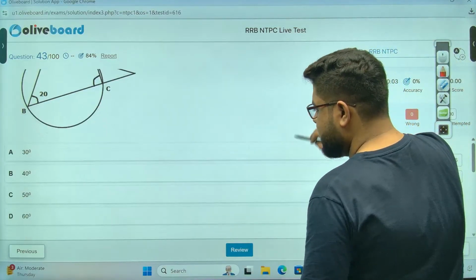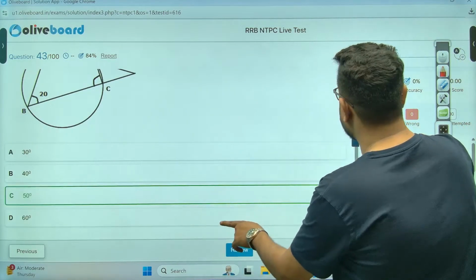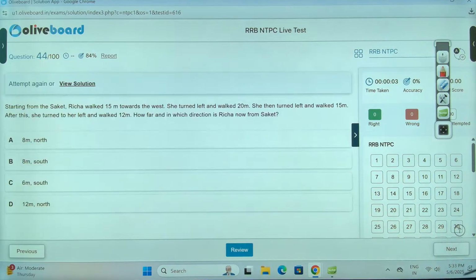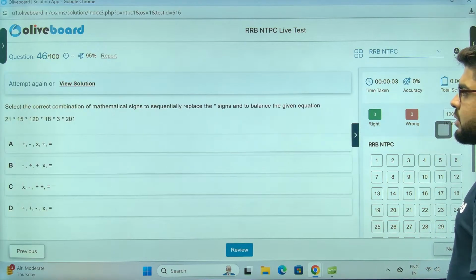Let's mark it. Look, 50 is sitting there. Clear, sir? Clear everyone. Moving on. This is the direction.